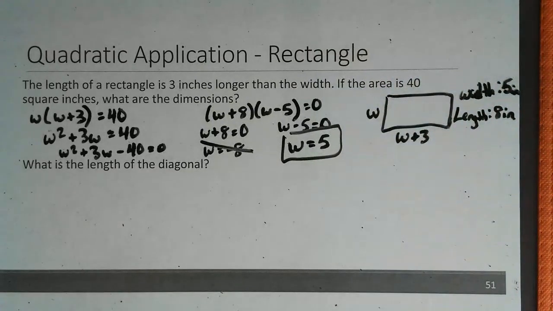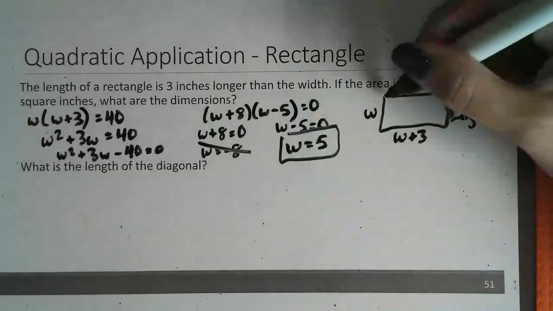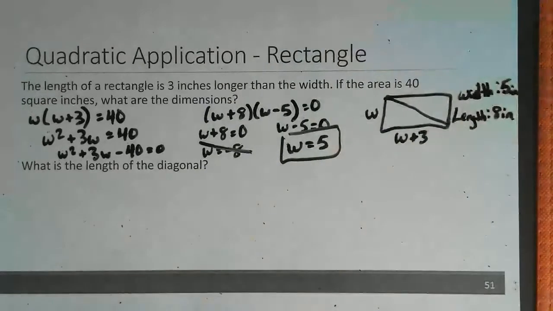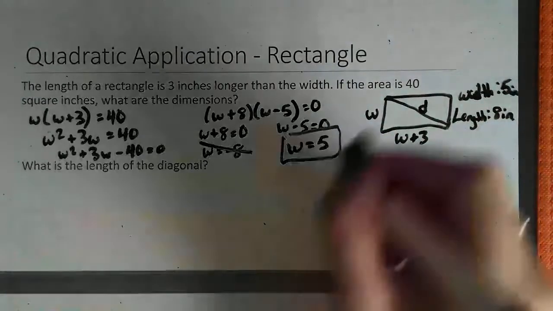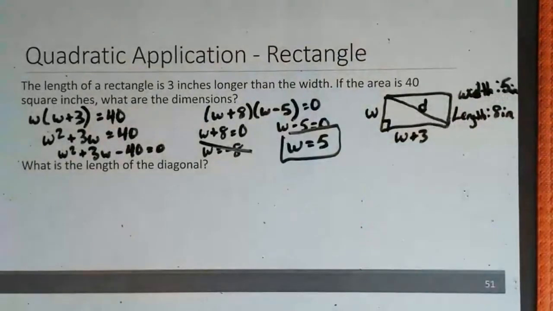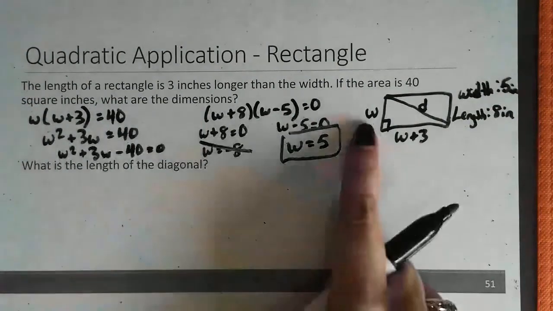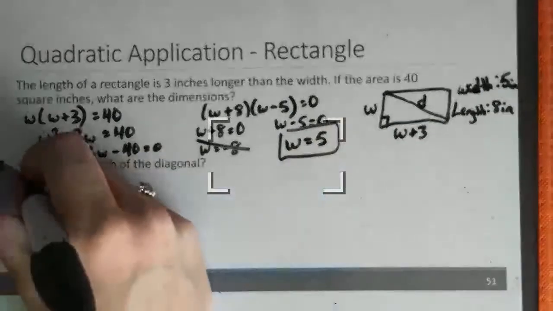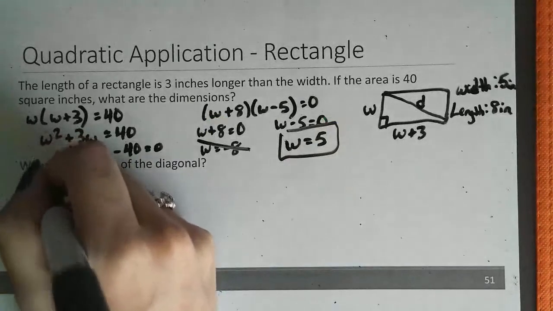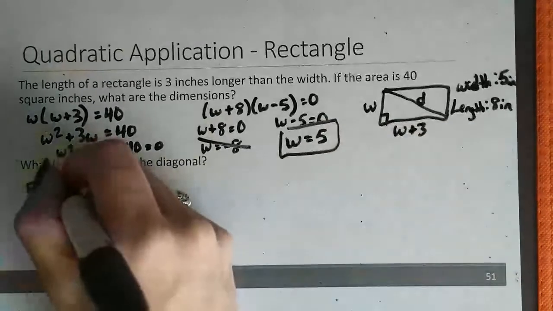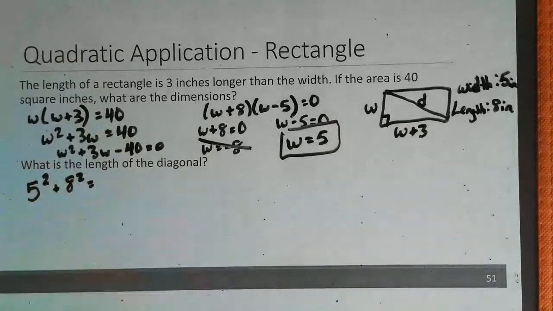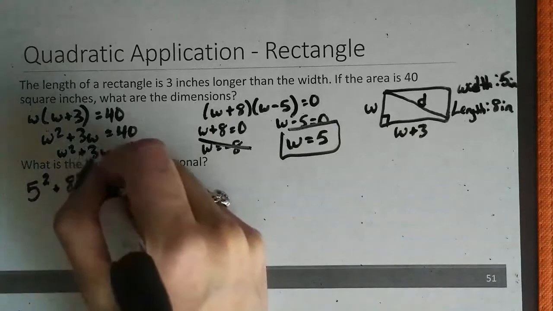Finally, they're asking, what is the length of the diagonal? What they mean by that is if we go corner to corner, what is that length? I'm going to call it D for diagonal. Well, that creates a right triangle. And when we have a right triangle, we can use the Pythagorean theorem, the a squared plus b squared equals c squared. So one side's W, which we said is 5. So we'll have 5 squared plus W plus 3, that was my length, that's 8. So plus 8 squared is equal to my diagonal squared.